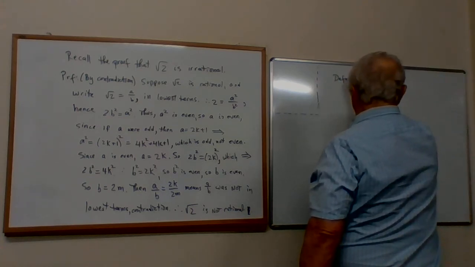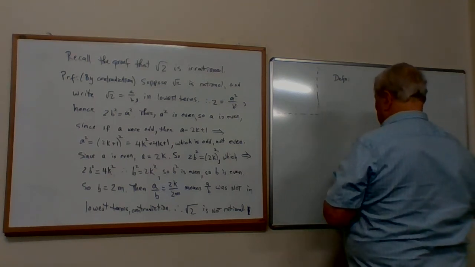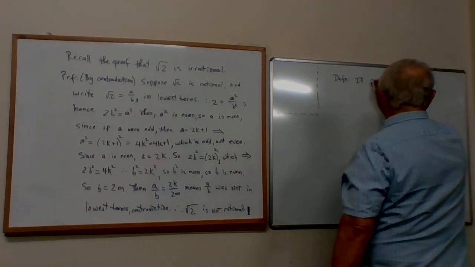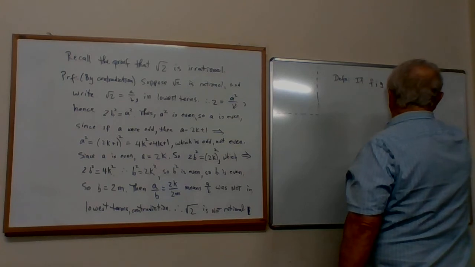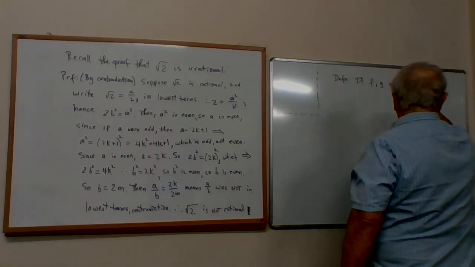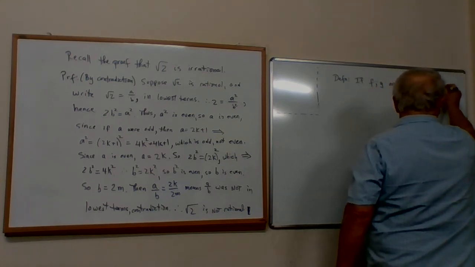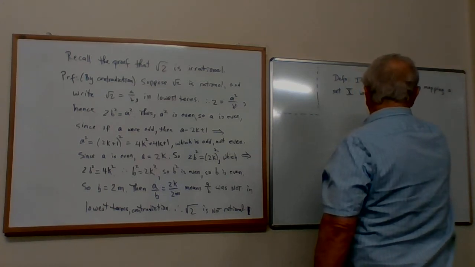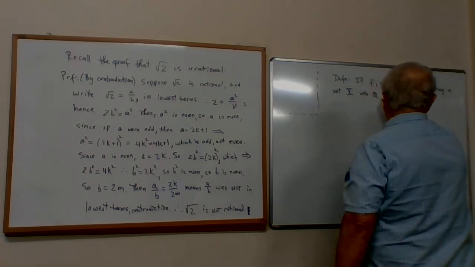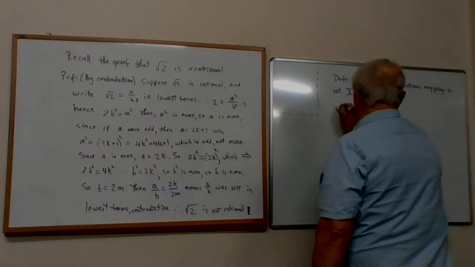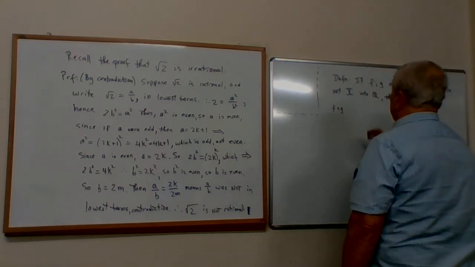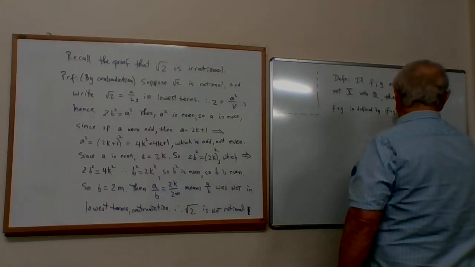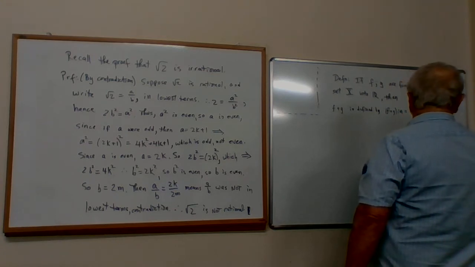Definition. If f and g are functions mapping a set X into the real numbers, then f plus g is defined by f plus g of x is equal to f of x plus g of x.